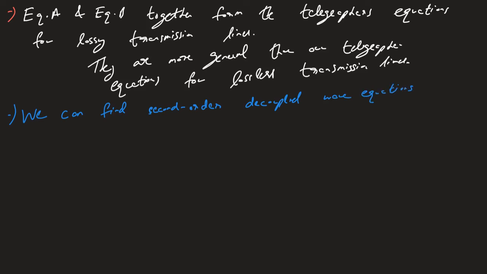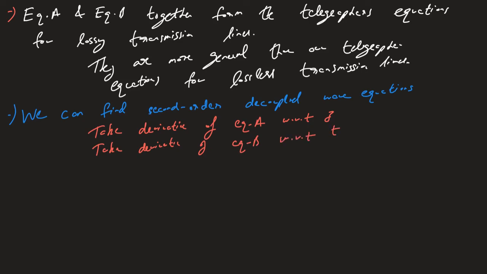To do that, take the derivative of equation A with respect to z, and take the derivative of equation B with respect to t, right? And then substitute. You'll find the following.